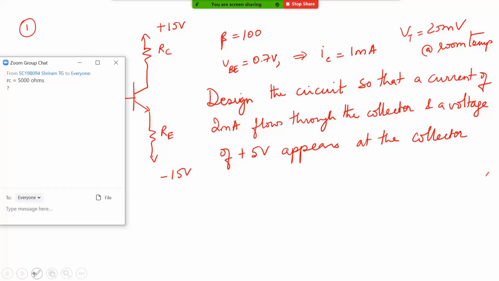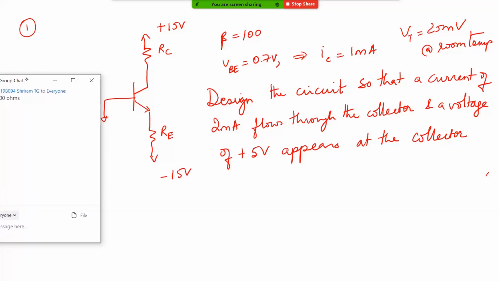Yes, RC is 5 kilo ohm, that is correct. Sir, in the diagram you have said that base is grounded, and you say that VB is 0.7 volts. It means VBE, like VB minus VE, is the potential at the emitter without the resistance, right? Correct. You're right.